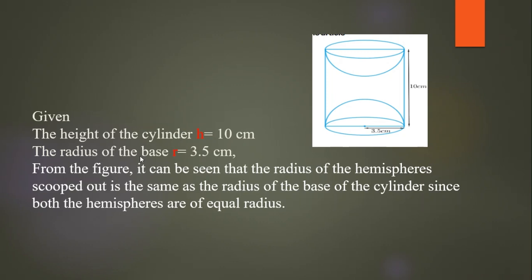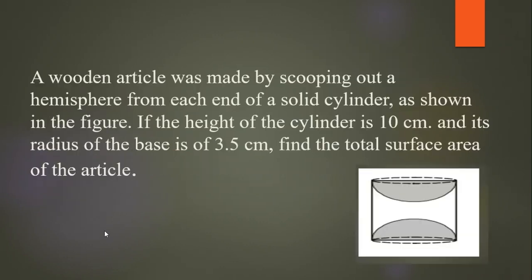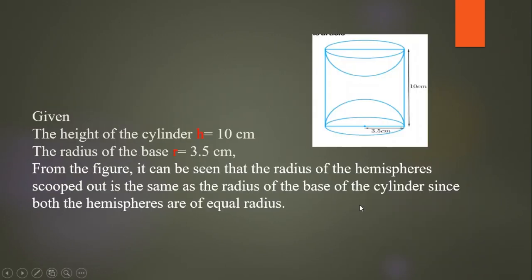So in this particular problem, the picture has been given. Right, so we are noting down the given values again. It is the wooden article. The height of the cylinder, this is the height of the cylinder, is nothing but 10 centimeters, and the radius of the base of the cylinder is 3.5 centimeters.